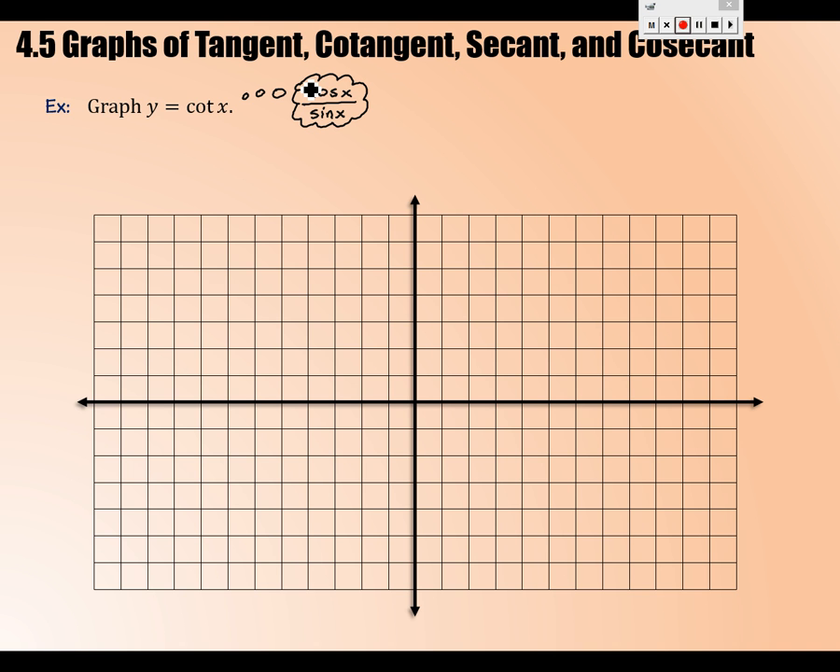What is the cotangent? Cotangent is 0. Cosine of 0 over sine of 0, so the cotangent of 0 is undefined. Same thing with pi and 2 pi.